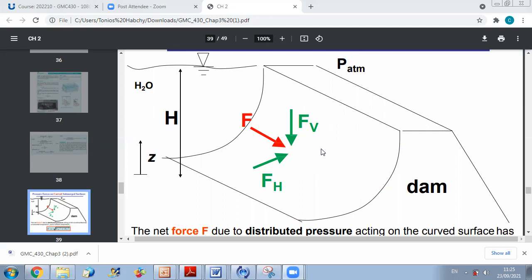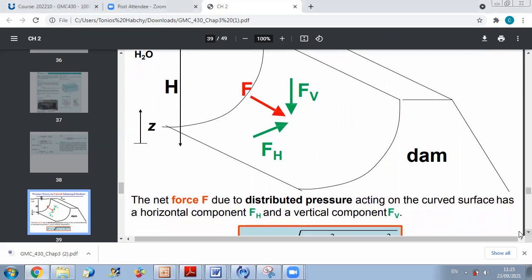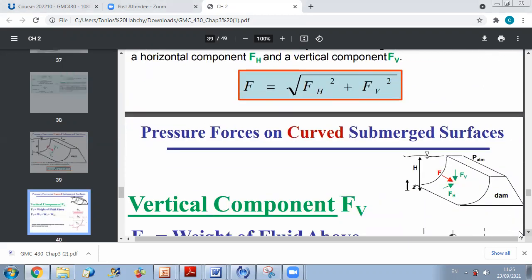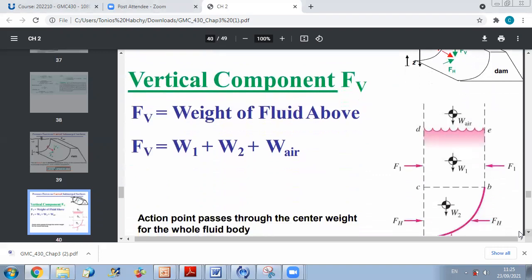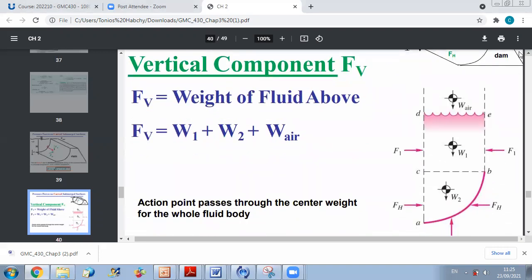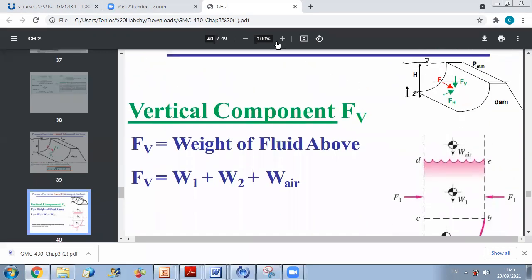To be able to determine the expressions of F horizontal and F vertical, what we will do is the following. We will consider the surface of interest. So let's say this is our surface of interest, and we have fluid above it. We have a column of fluid above the surface. The idea is the following.